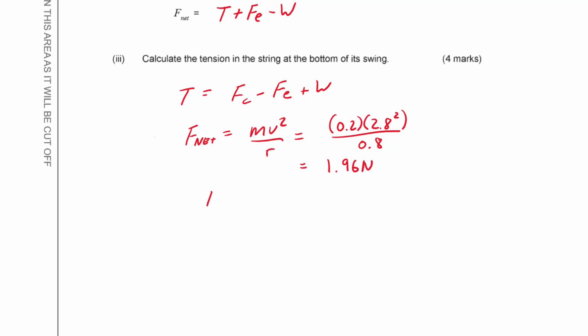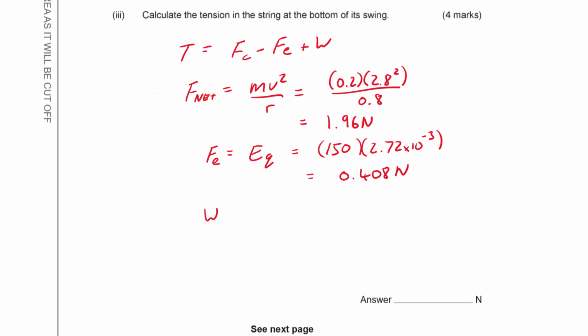Now, the electric force is going to be EQ, 53, 0.408 newtons. Okay, another answer. And finally, the weight force, mg. It's kind of annoying that the weight force is the same as your centripetal force in terms of the number. It gets a bit confusing.